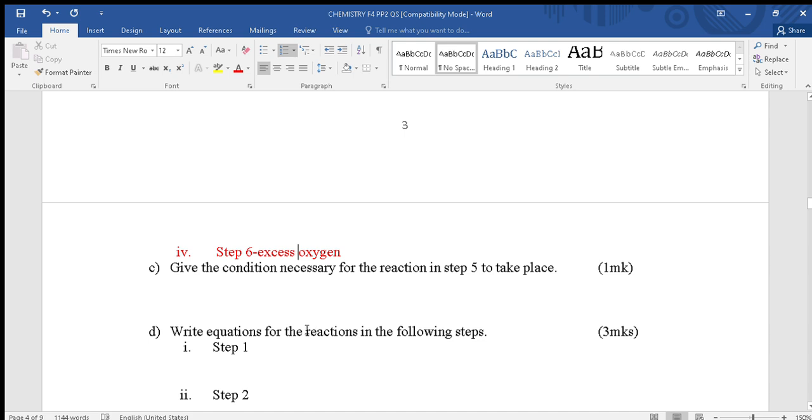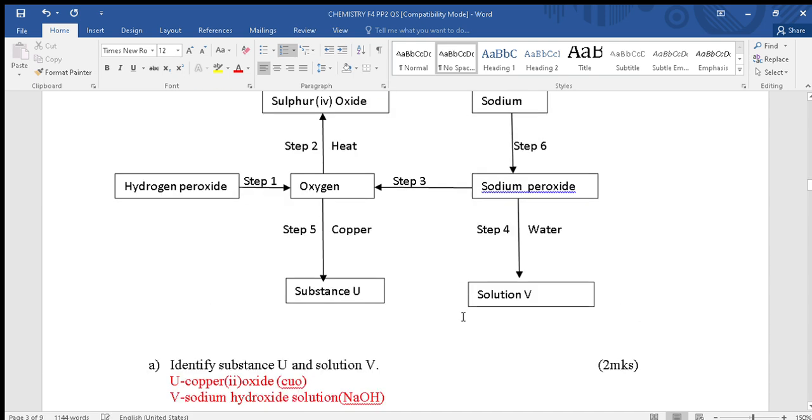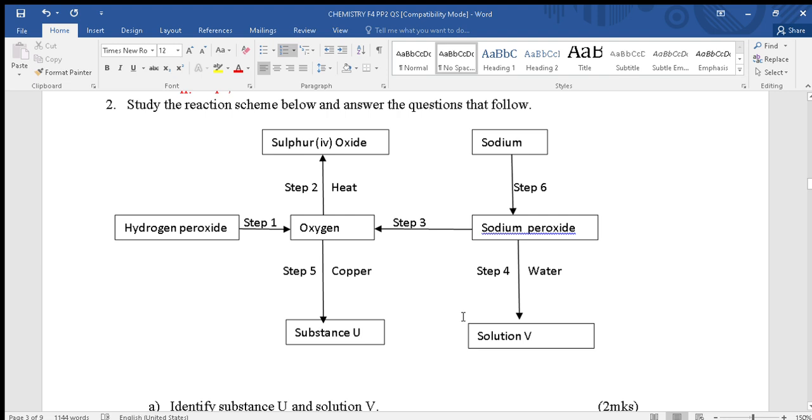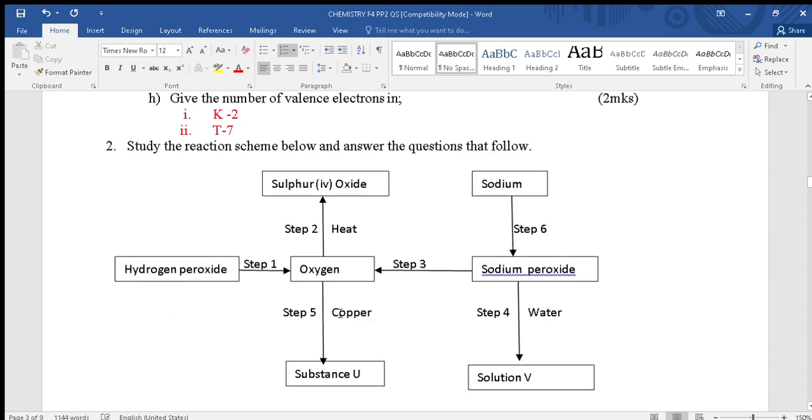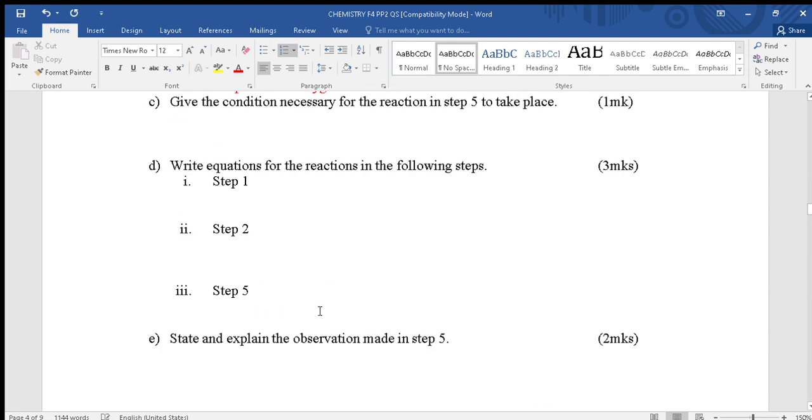And then you're told, give the condition necessary for the reaction in step 5 to take place. So just look at step 5. Where's our step 5? Oxygen and copper to form substance U. What do you need? When oxygen combines with copper, you form copper 2 oxide. And in this particular process, whatever you need is heat, because heat must be here for this reaction to take place. Copper and oxygen cannot react without the presence of heat.